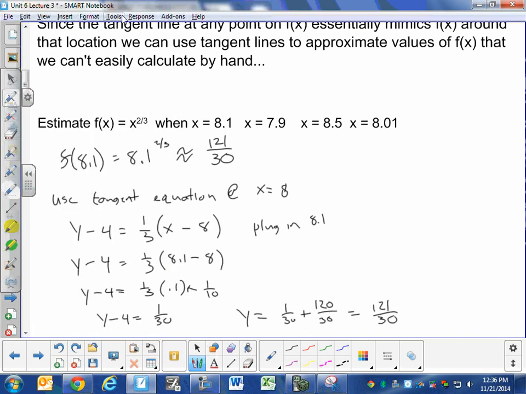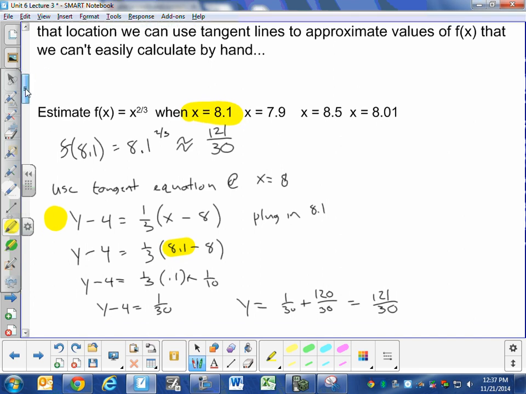Well, you guys try. We could do the same thing for 7.9, 8.5, 8.01. It's just using the same thing. But the important thing is to be able to produce this tangent equation and then plug in the value that you want to get your approximation. Okay? That's the procedure. We just did it for 8.1. We found that it was a pretty good approximation. Let's do another one.